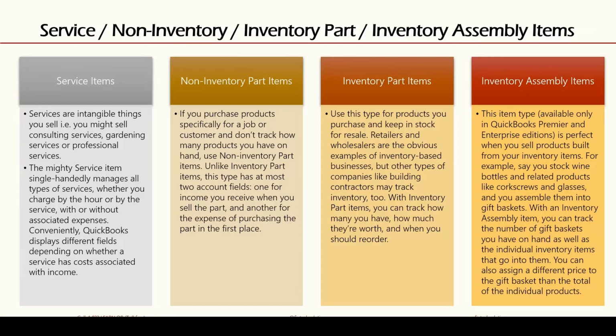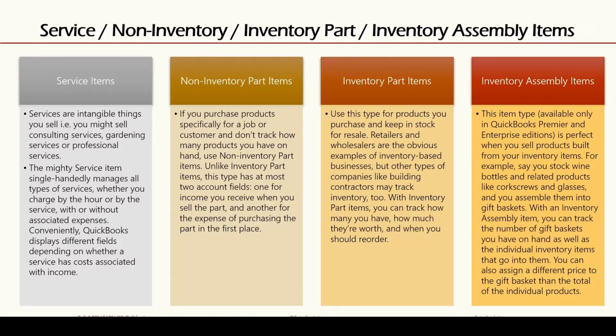The last one is inventory assembly items. This item type, available only in QuickBooks Premier and Enterprise editions, is perfect when you sell products built from your inventory items. For example, say you stock wine bottles and related products like corkscrews and glasses, and you assemble them into gift baskets. With an inventory assembly item, you can track the number of gift baskets you have on hand, as well as the individual inventory items that go into them. You can also assign a different price to the gift basket than the total of the individual products.